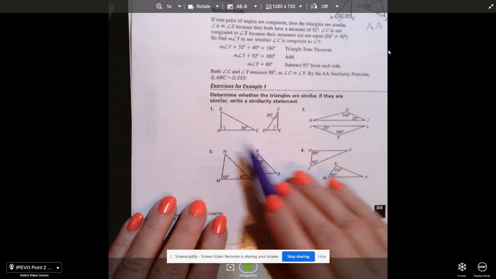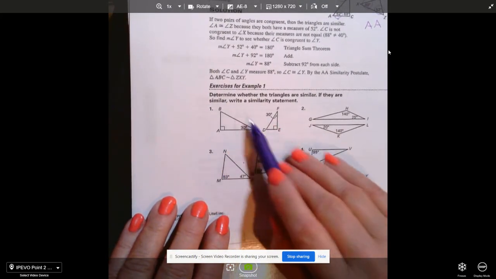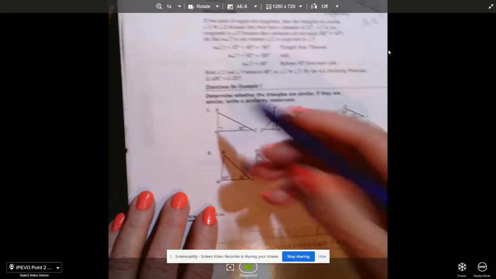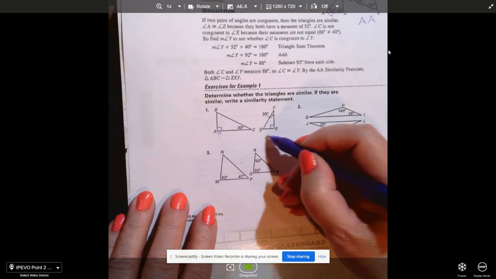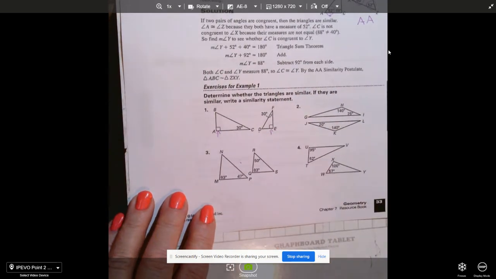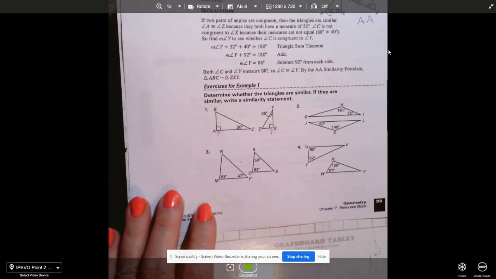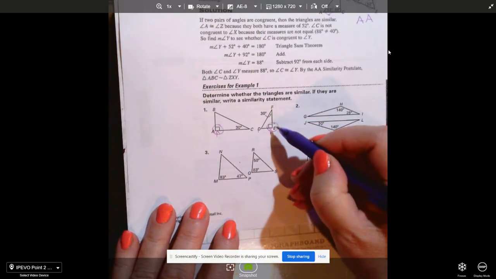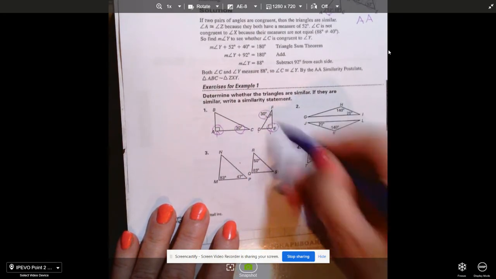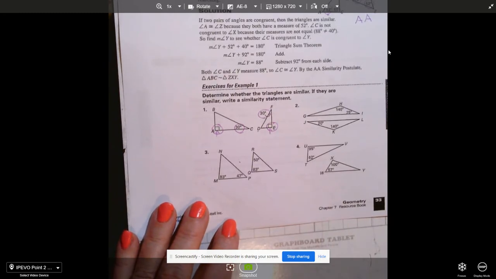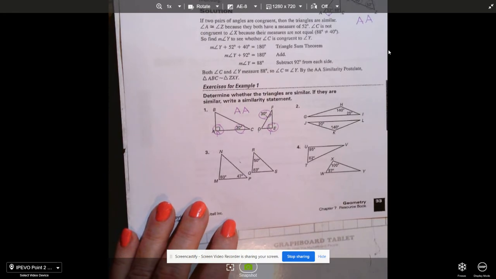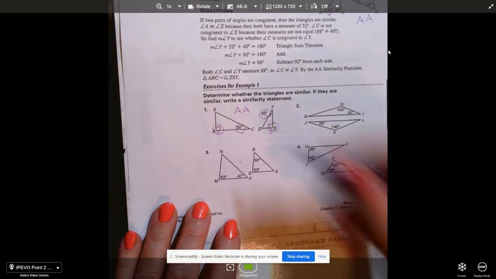So let's take a look at number one. It has triangle ABC and triangle DEF. So I see that it has two symbols that look like this. And if you remember, that symbol means that it's 90 degrees. So I know these two angles are congruent. And this one is 30 and this one is 30. So I know they have two angles that are congruent. So I know that these two triangles are similar because of the angle-angle postulate.